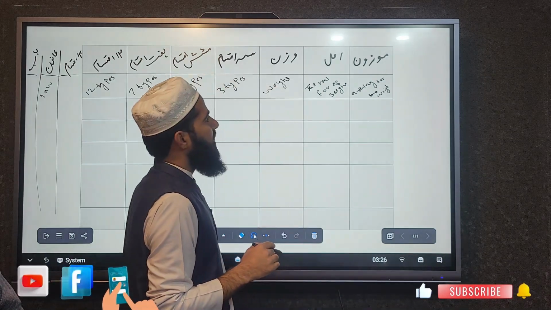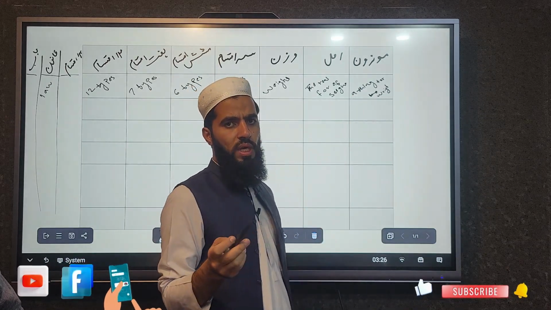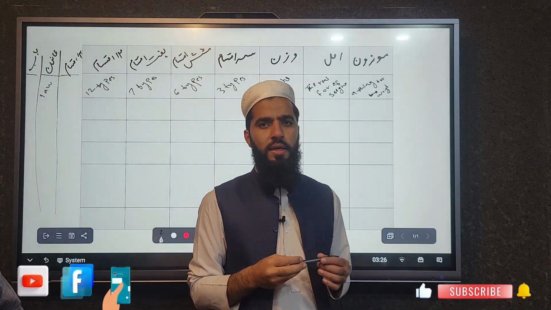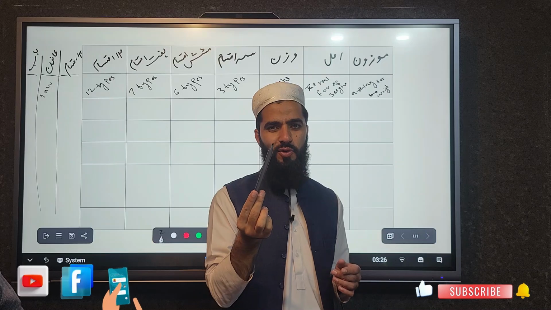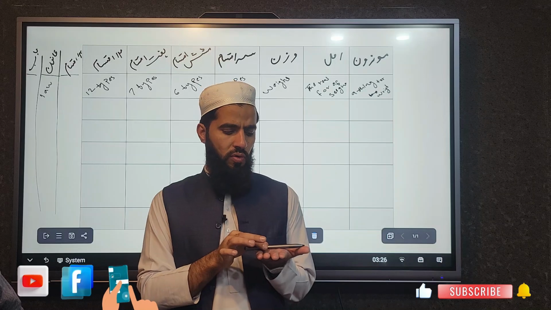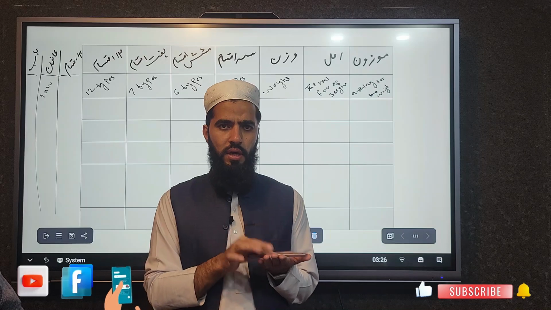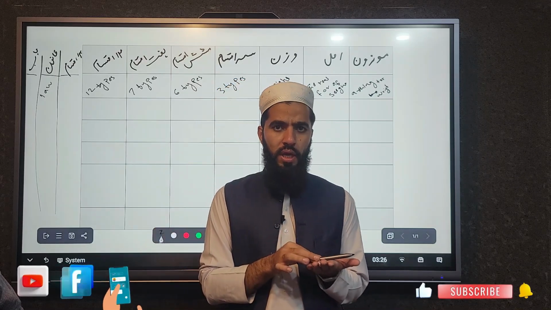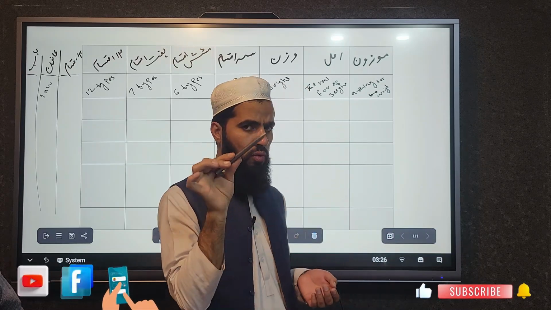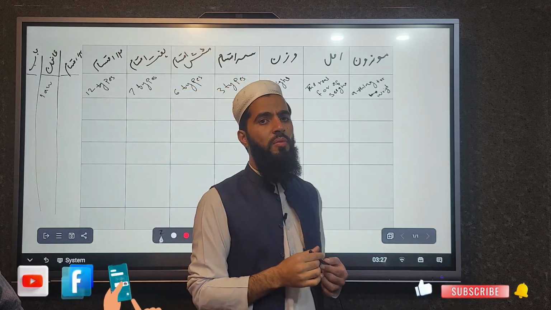So in the first box we write mawzun. Mawzun means a thing for weight, like this pen. I am giving you a live example. When I put this pen on a scale, the scale tells me how many grams or pounds it is. So this thing will be mawzun. And asal means the real form of a sigha.